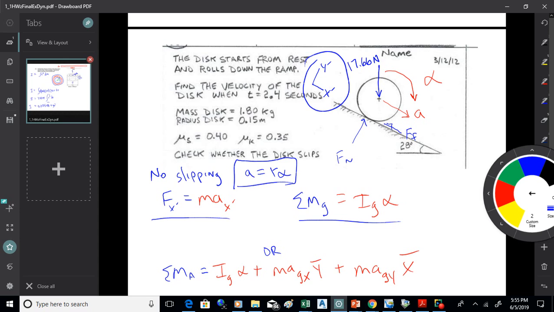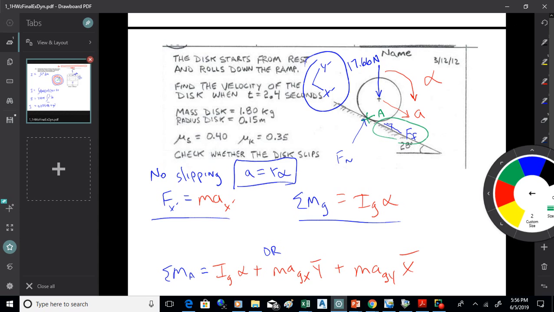So for the lower approach there, you would pick a point that we call A, and that would be right down here. The intent of using that point is the friction goes right through A and causes no moment about A for the disk. So you can eliminate the friction from the equation by choosing that point.